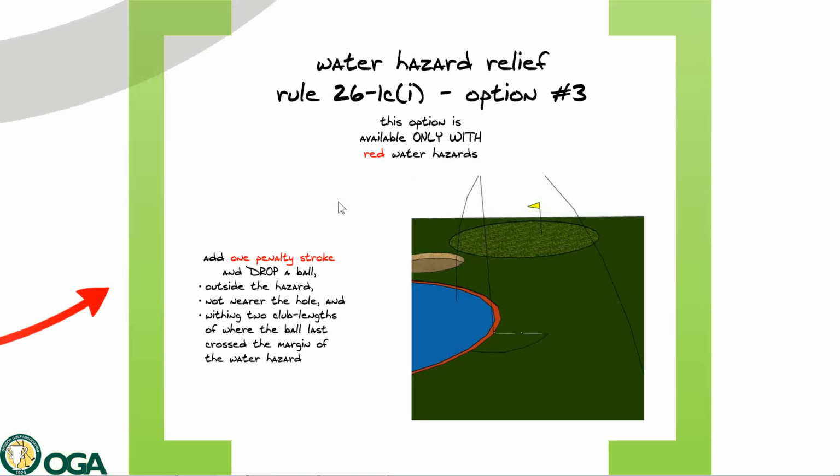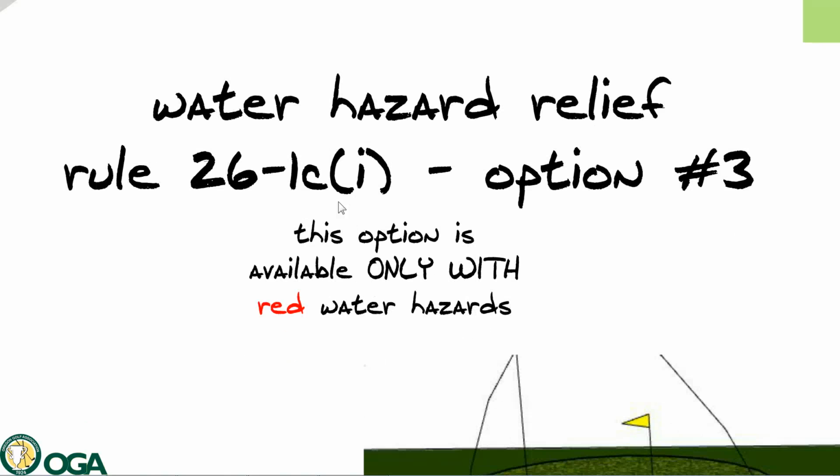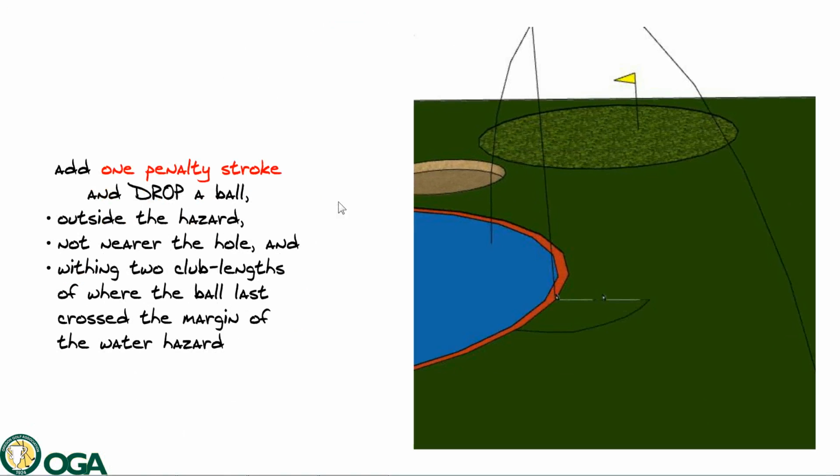Rule 26-1C can only be used when your ball has crossed a red marked lateral water hazard. This rule can provide up to 2 options. The first option allows you to drop a ball outside the hazard, not nearer the hole, and within 2 club lengths of where your ball last crossed the margin of the lateral water hazard.